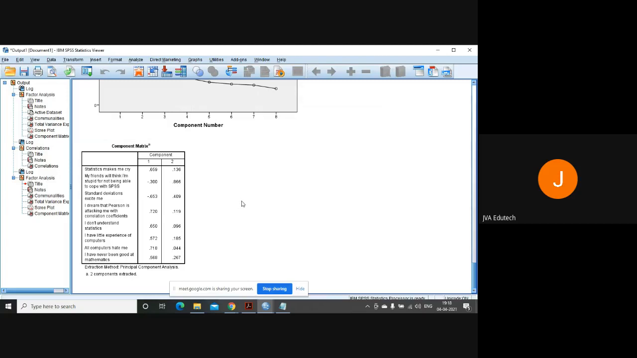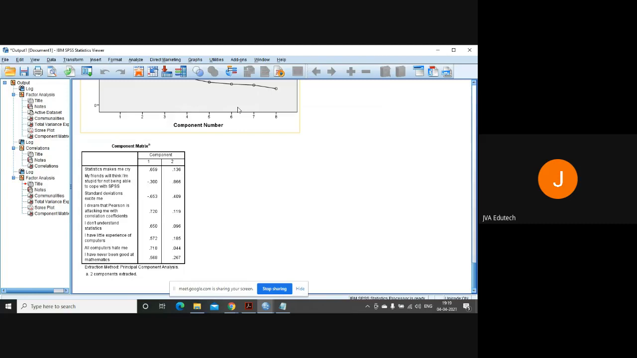Now, to have better interpretability of your scores, you can do the second thing. I have told you that you do either principal component analysis or exploratory factor analysis. It is done in 2 steps. First step is factor extraction. So here we have done factor extraction. Second one is factor rotation. To improve the interpretability, you can go for factor rotation. Now this rotation is of 2 types: orthogonal rotation and oblique rotation.